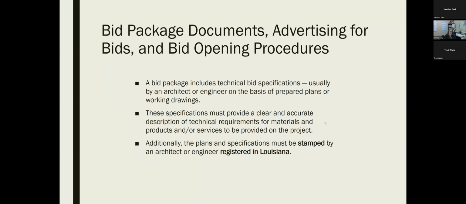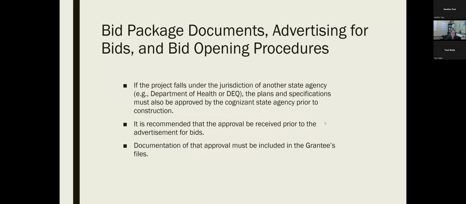Additionally, and this is very important, the plans and specifications must be stamped by an architect or engineer who is registered in the state of Louisiana. If the project falls under the jurisdiction of another state agency, like the Louisiana Department of Health or DEQ, the plans and specifications must also be approved by the cognizant state agency prior to construction. It is recommended that the approval be received prior to the advertisement for bids. Documentation of that approval must be included in the grantee's files.